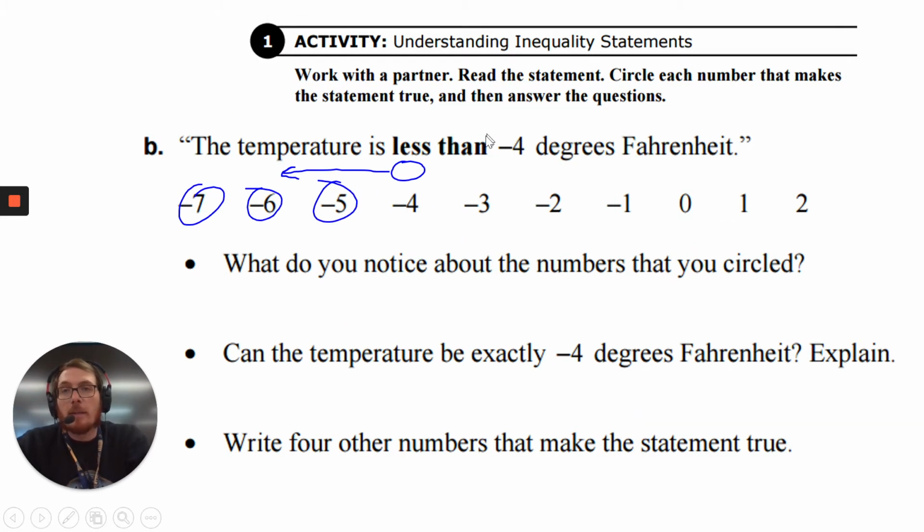The next one says you want temperatures less than negative 4 degrees. The question is, do I include negative 4? And the answer is no. And you want numbers less than that, so there should be smaller numbers like negative 5, negative 6, negative 7 going to the left this time.